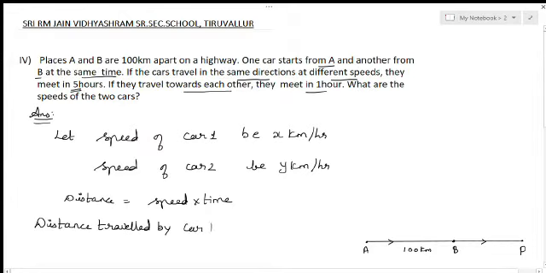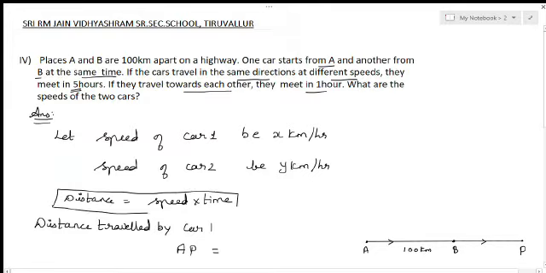What is the distance travelled? Car 1 starts from A, so it is going to travel till P. So AP is the distance travelled by car 1. Normally how to find out distance? Distance is equal to speed into time.